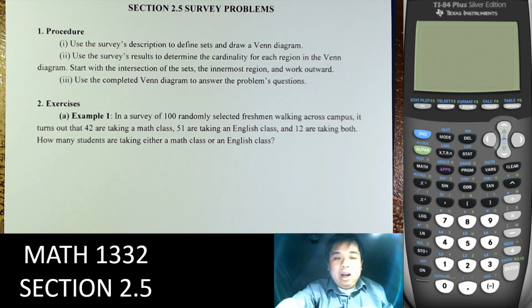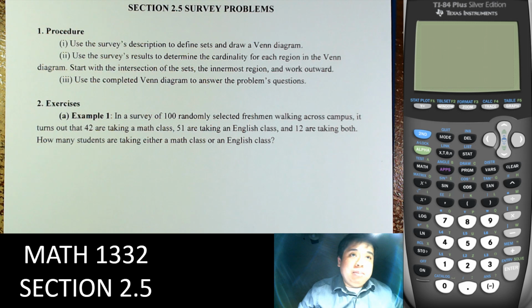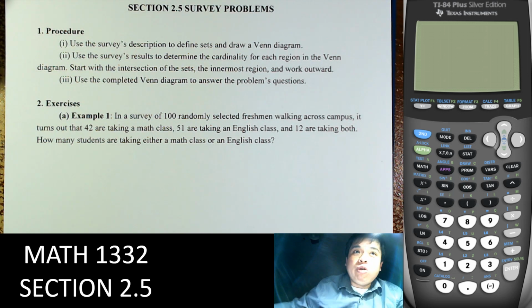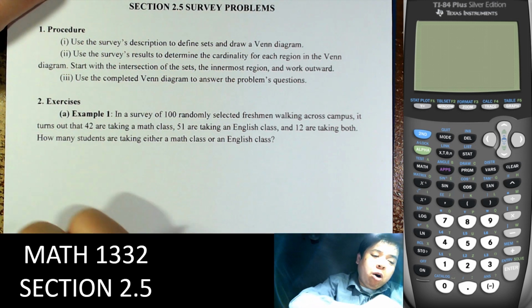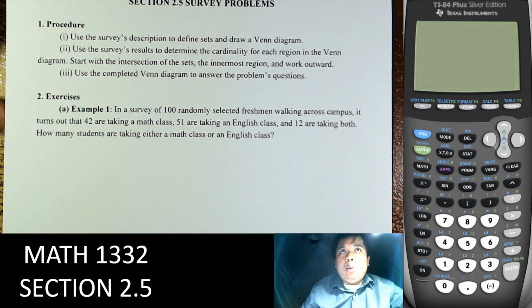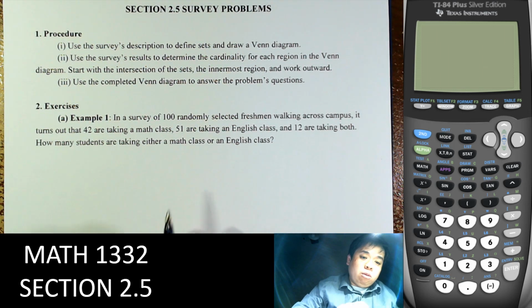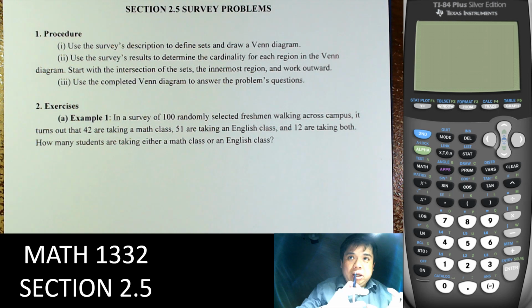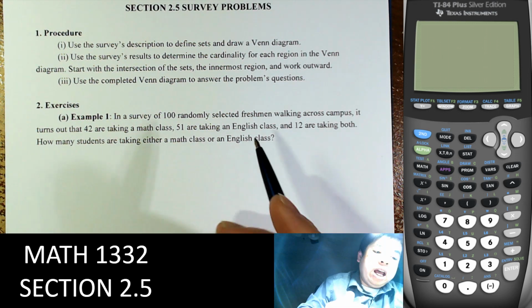Hi everybody, welcome to another video in Math 1332, section 2.5, survey prompts. So this problem, we have a survey problem like this. We just need to determine from that survey how many people will be interested in some certain areas.